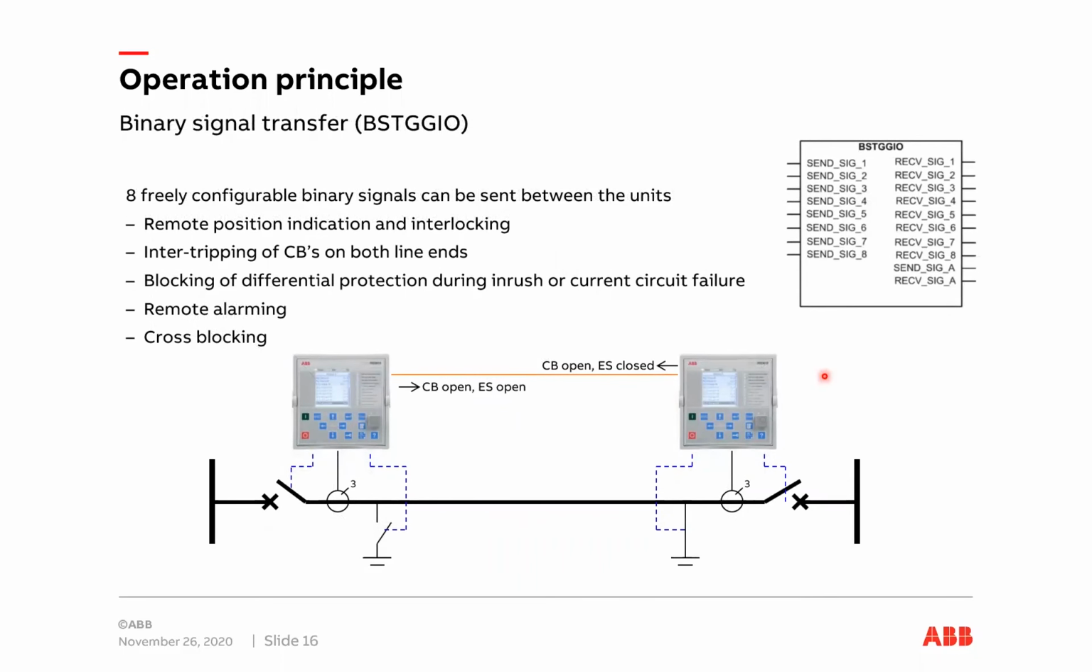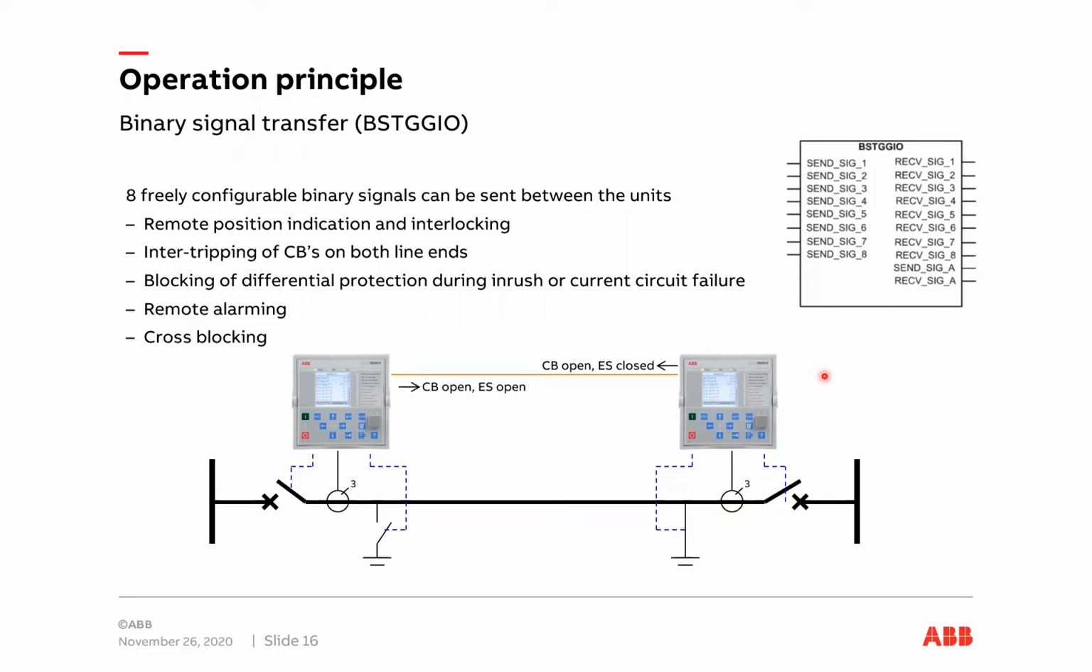Then we have a binary signal transfer function. With this function, we are able to send and receive 8 freely configurable binary signals between the line differential relays. So what we are doing is taking advantage of the protection communication link between the relays.